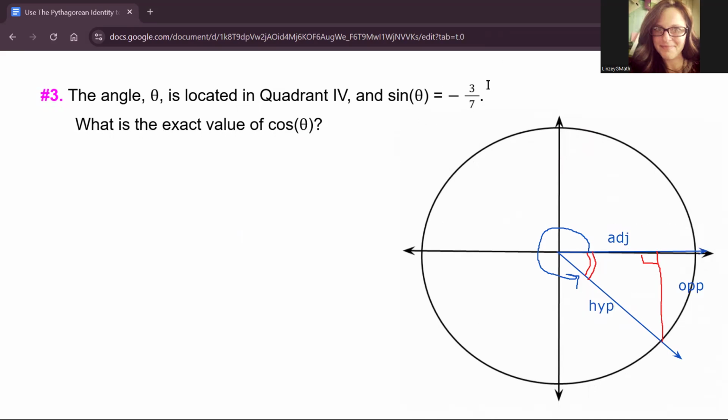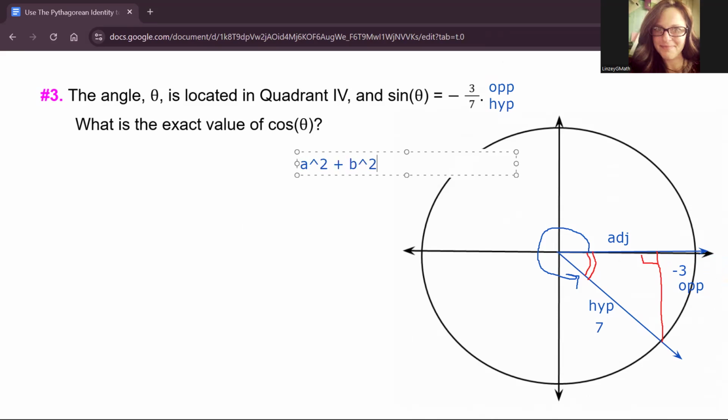They gave us sine, which is opposite over hypotenuse. The opposite side is negative. We had to go down to get to quadrant 4, so that is -3. See that? And our hypotenuse, always positive, is 7. And we're looking for the adjacent side.